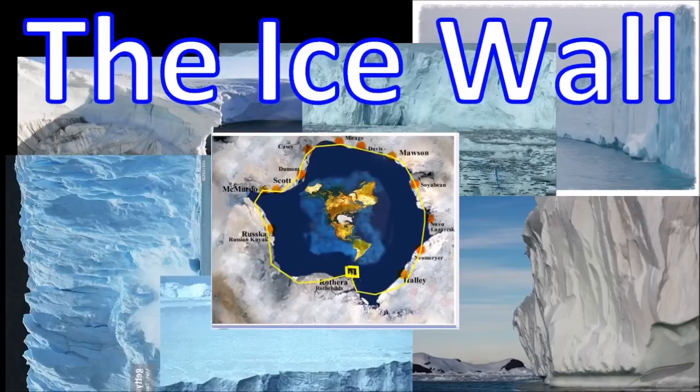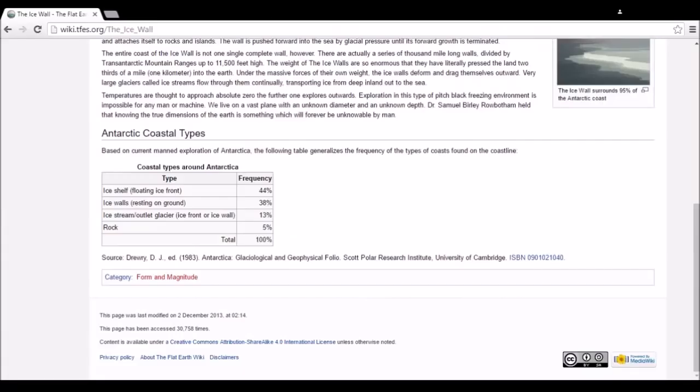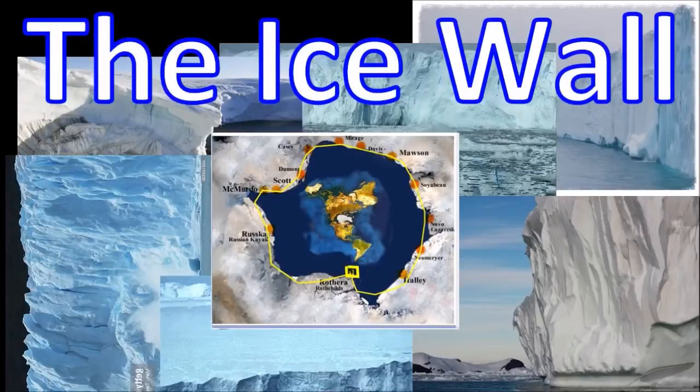Now, remember, when they show us that, it's in the shape of this yellow line here, which is roughly the shape of Antarctica when they show it to us on the CGI ball. And there's a source on this: Dewey, D.J.E.D., 1983, Antarctica, Glaciological and Geophysical Folio, Scott Polar Research Institute, University of Cambridge, and there's actually an ISBN number associated with this. So somebody had published it, and this is the information that followed. I wanted to show you this, and give you the idea that this is actually real, and that this thing actually goes all the way around the actual Earth.